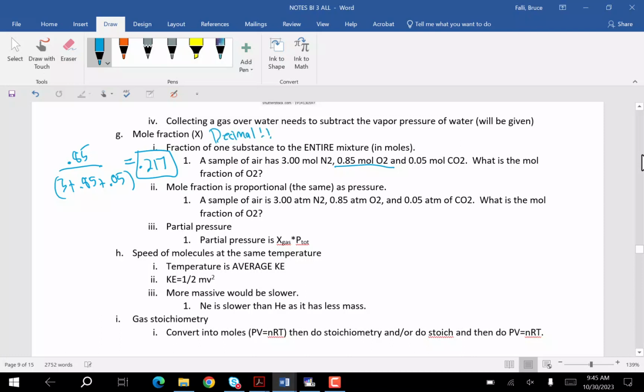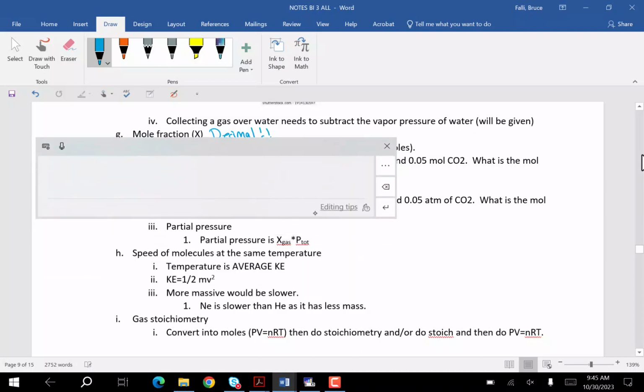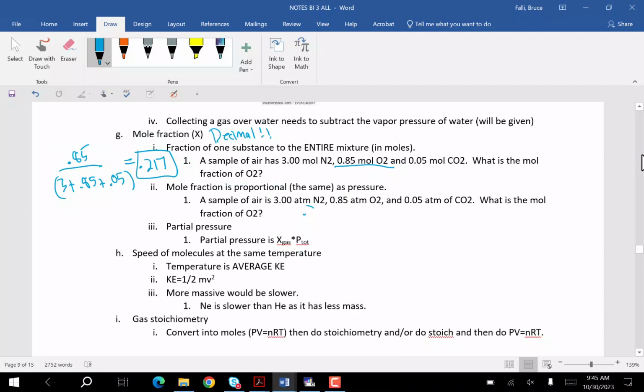Okay. A mole fraction is proportional, the same as pressure. So if I do a mole fraction, I can also do a pressure fraction. So also 0.217. Partial pressure: if I want to find the partial pressure of something, I can take the mole fraction of a gas times the total pressure.